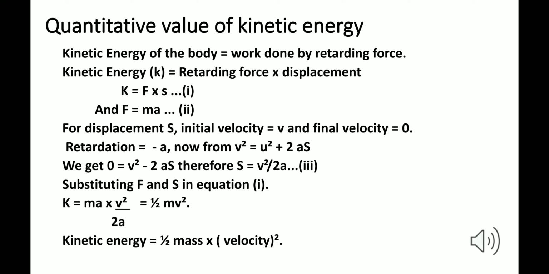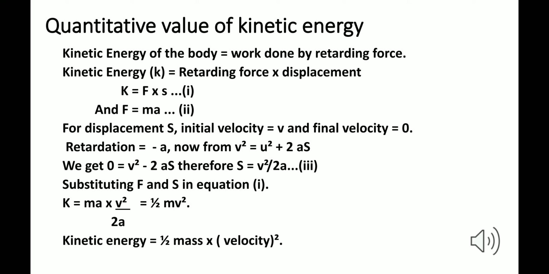Okay, so from the relation we get v square is equal to u square plus 2as. Final velocity here is 0, and initial velocity here is v, so v square minus, because a is minus, so minus 2as. So 0 is equal to v square minus 2as. Now from here s can be calculated as v square by 2a. Now substituting the values of F and s in the equation K is equal to F multiplied by s, we get F as ma and s as v square upon 2a, and we can see a and a are cancelled and we get half mv square.